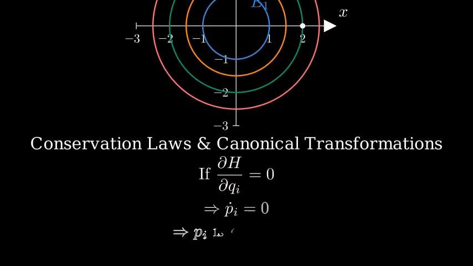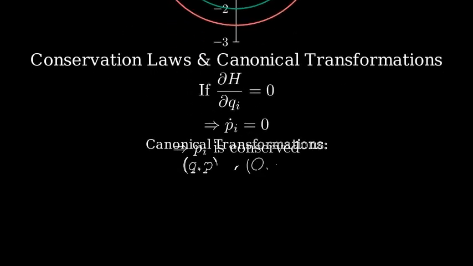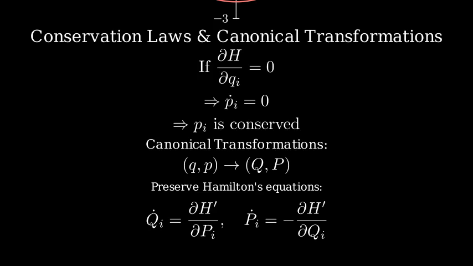One of the key insights of Hamiltonian mechanics is that it reveals conservation laws through symmetries. If the Hamiltonian doesn't depend explicitly on a particular coordinate, the corresponding momentum is conserved. Hamiltonian mechanics also introduces the concept of canonical transformations, which are special changes of variables that preserve the form of Hamilton's equations. These transformations are extremely useful for solving complex mechanical problems by transforming them into simpler ones.